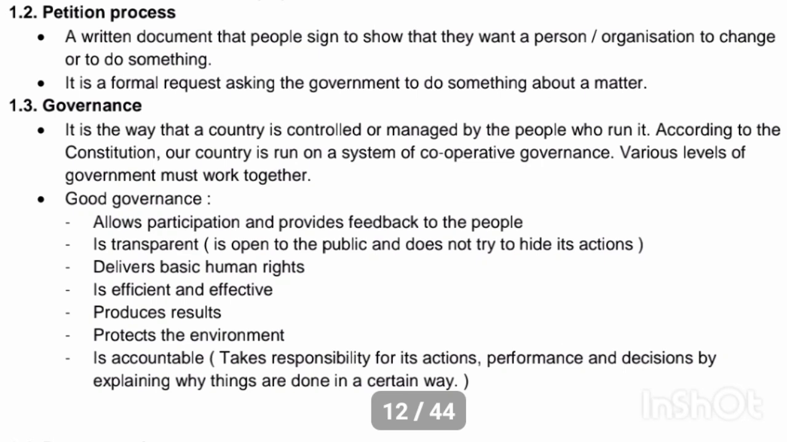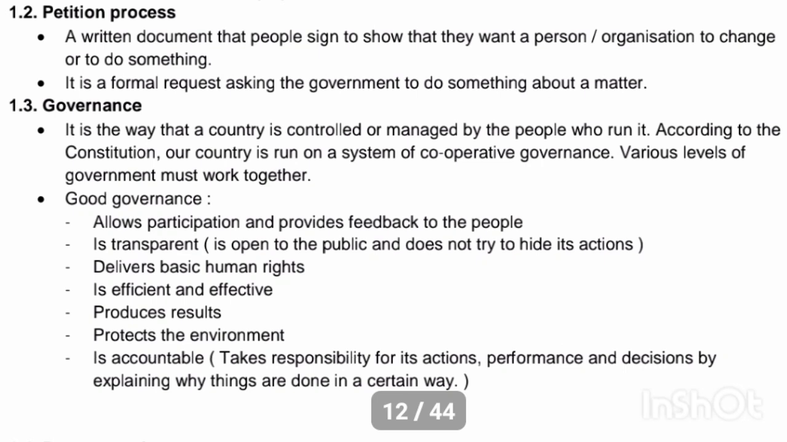Okay, so we're going to move on to government governance. This is quite a broad topic, because we have to know the stages of government, and the processes and everything. So let's get started. It is a way that a country is controlled or managed by the people who run it. According to the constitution, our country is run on a system of cooperative governance.